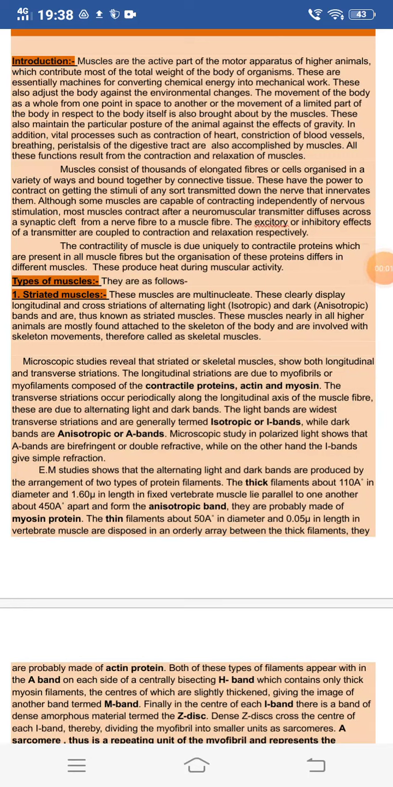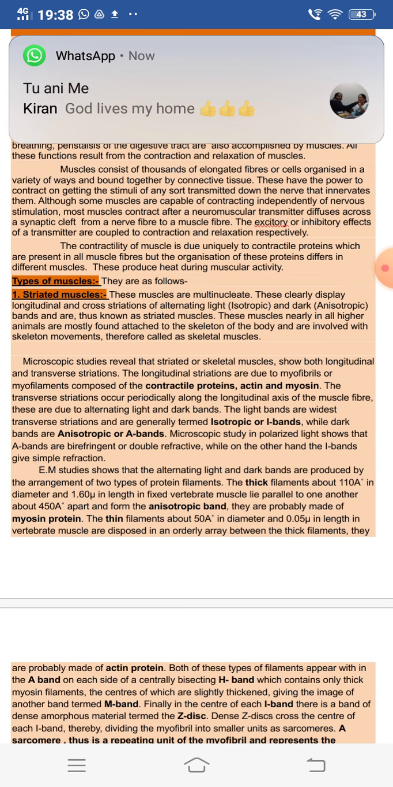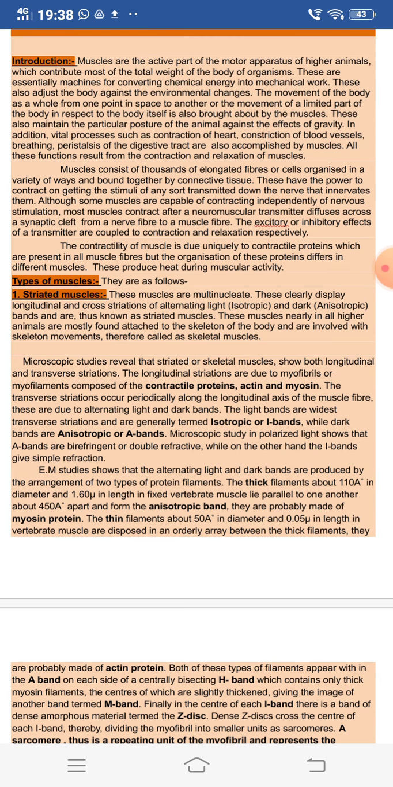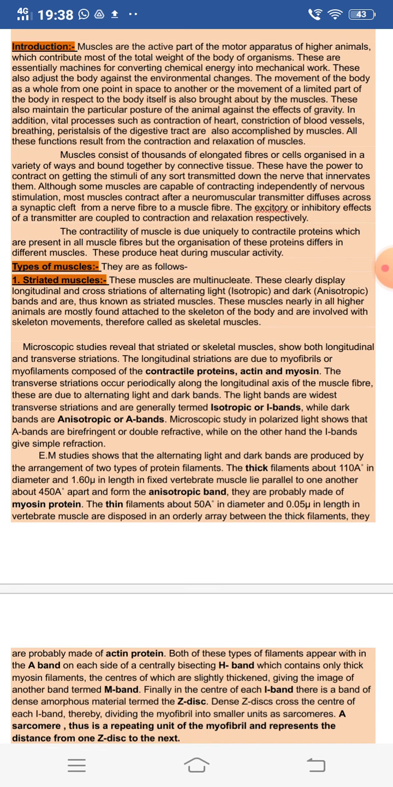Now, we will study today the types of muscles. There are three types of muscles: striated muscles or skeletal muscles. Second is the unstriated muscles or the smooth muscle fiber. And the third is the cardiac muscles. So, striated muscles, these muscles, they are the striated muscles or the skeletal muscles.